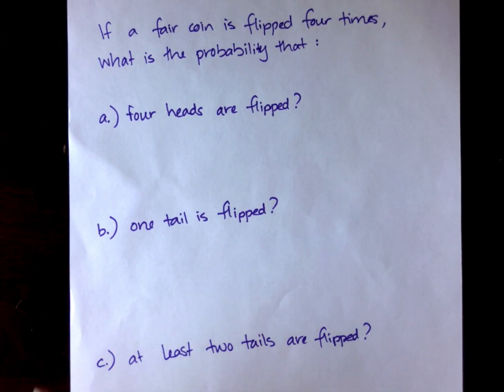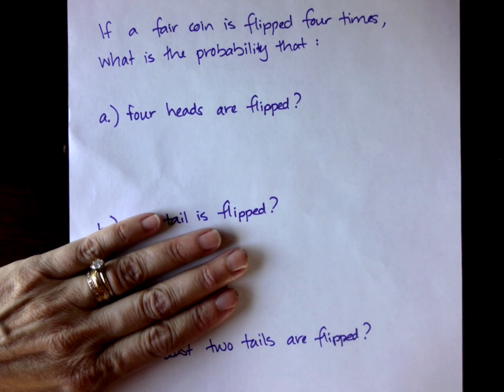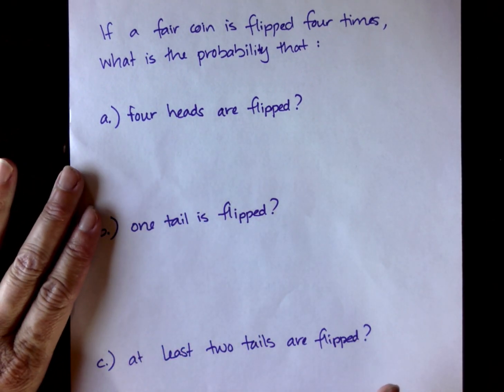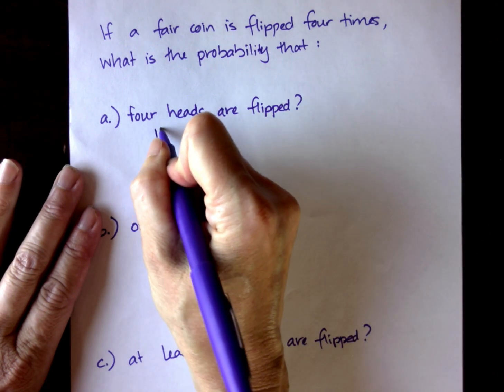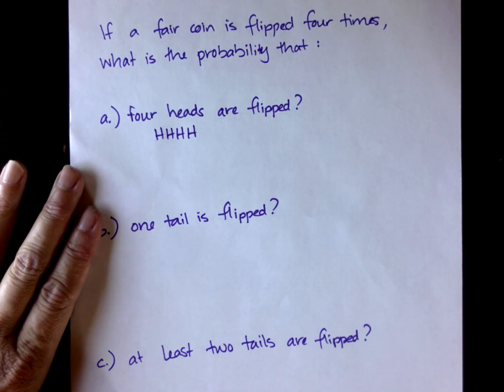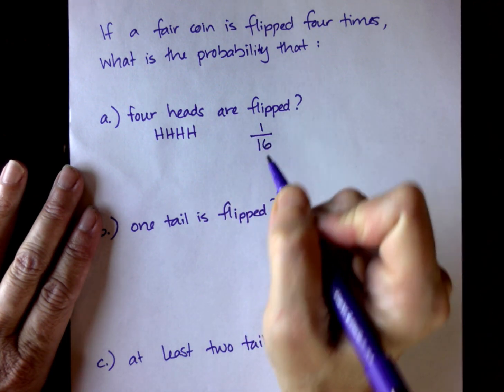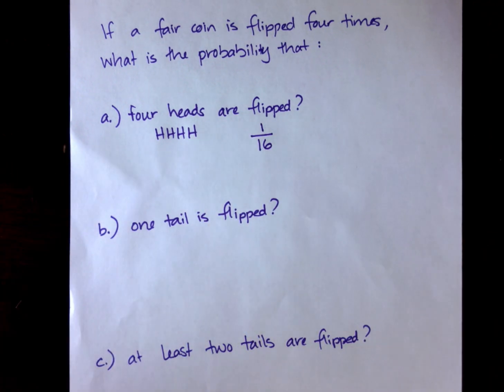If a fair coin is flipped 4 times, what is the probability that... First question is, well, what about 4 heads being flipped? That would be this scenario, 4 heads. And if you look back at the sample space, that only occurs 1 time out of 16 occurrences or 16 items in the sample space altogether.